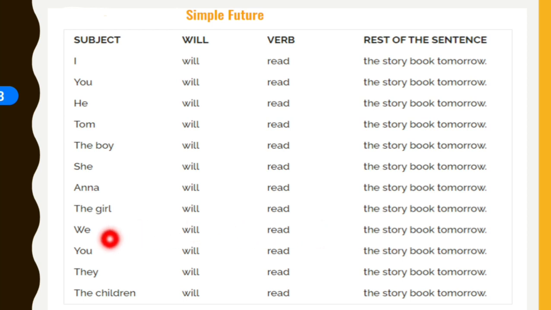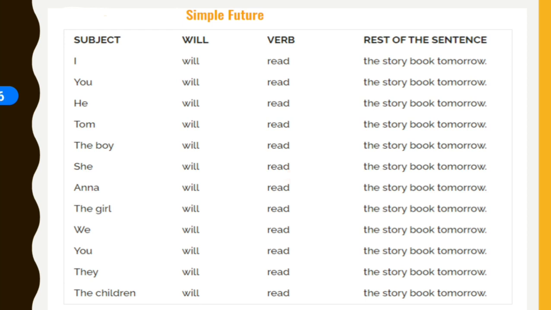The children. Now we are talking about plural nouns. The children will read the storybook tomorrow. The point to notice over here is that whatever is the subject of the sentence, the verb and the rest of the sentence remain the same, considering that the verb is the same, that is, read in this case.